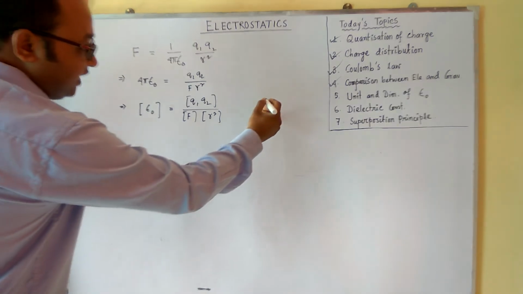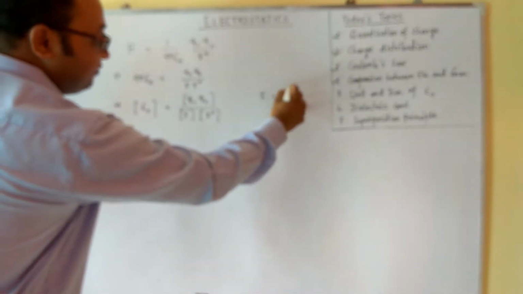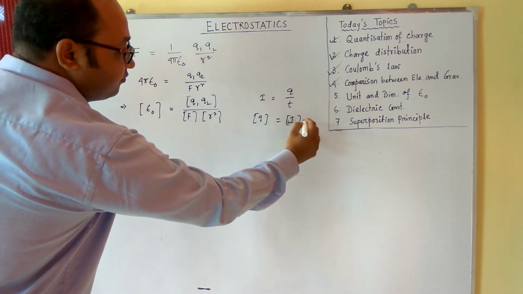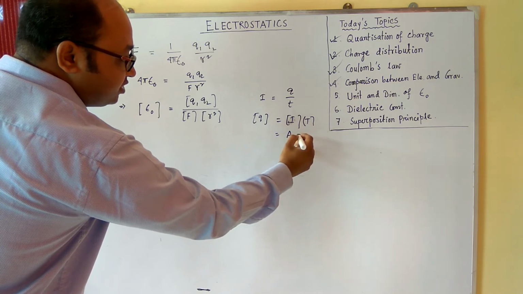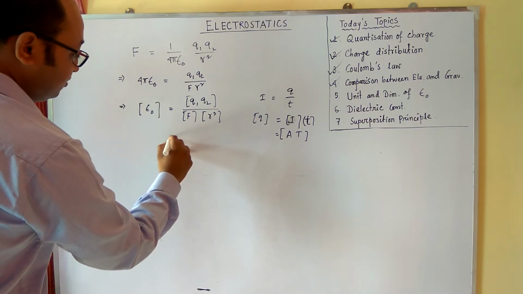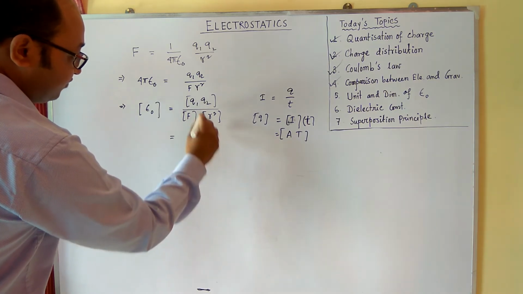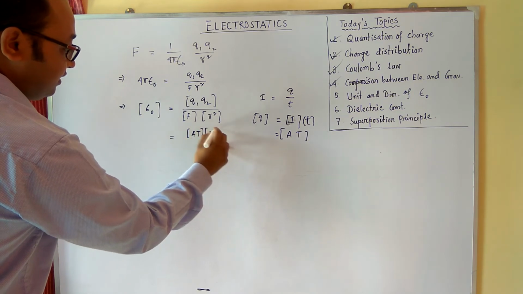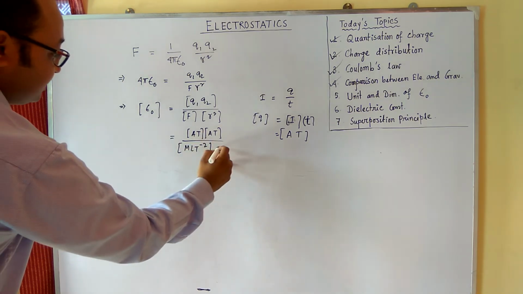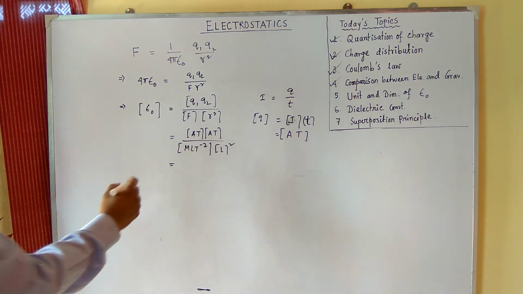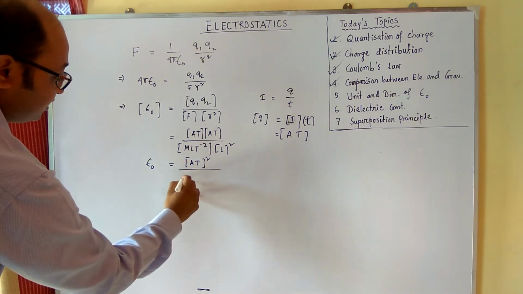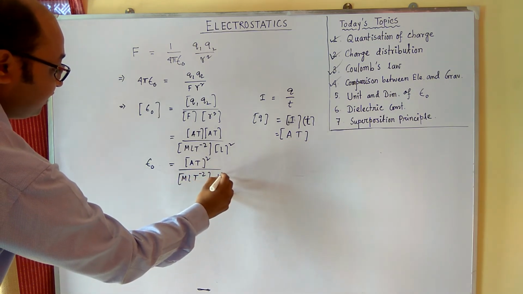Now the dimension of charge can be found as we know that current can be expressed as q by t. So the dimension of q is the dimension of current and the dimension of time. Now we know that the dimension of current is A and the dimension of time is capital T. So the dimension of charge is A into T. So the dimension of Q1 is A into T, as well as the dimension of Q2 is also A into T. And the dimension of force we know is M L T to the power minus 2, and the dimension of distance is L, that is L square. So the dimension of epsilon 0 can be found to be A square T square divided by M L T to the power minus 2 divided by L square.